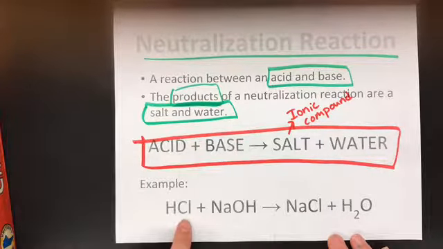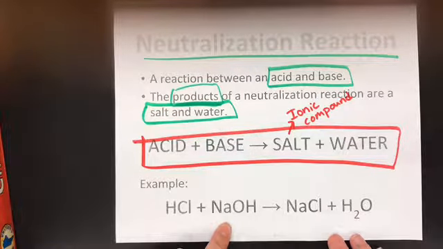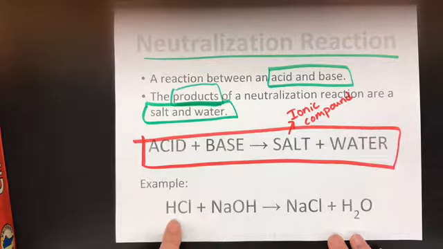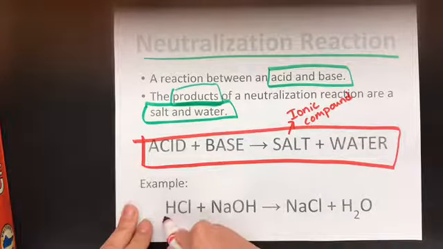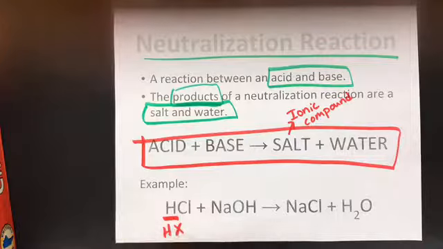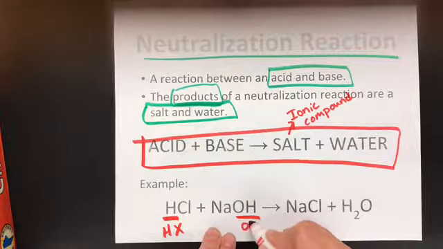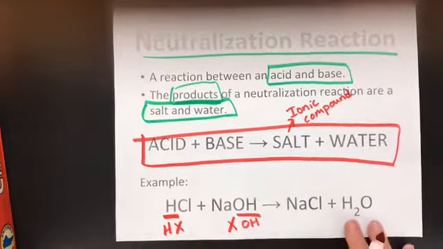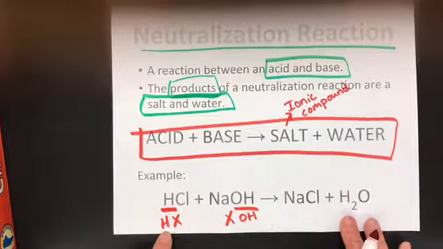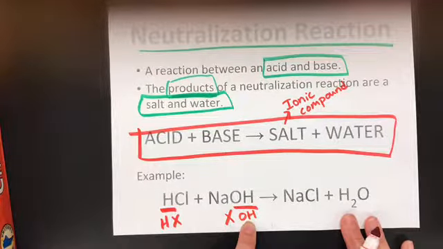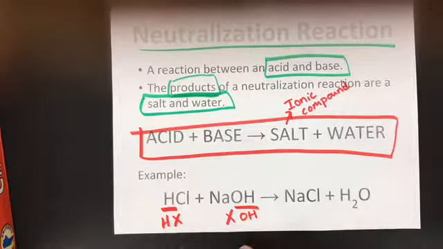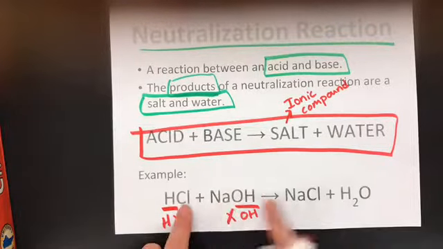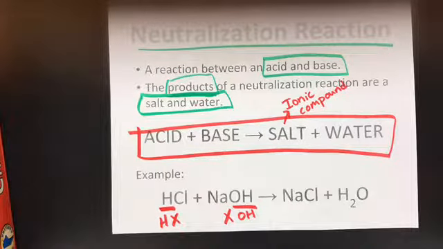Now, how do we know this is an acid and this is a base? Because you're going to have to do that. So let's look at it. Acids have H's in front. Bases have OH's in the back. So an H in front means it's an acid. OH in the back means it is a base. So when they react, those two things come together to form water, and then these simply come together to form salt.